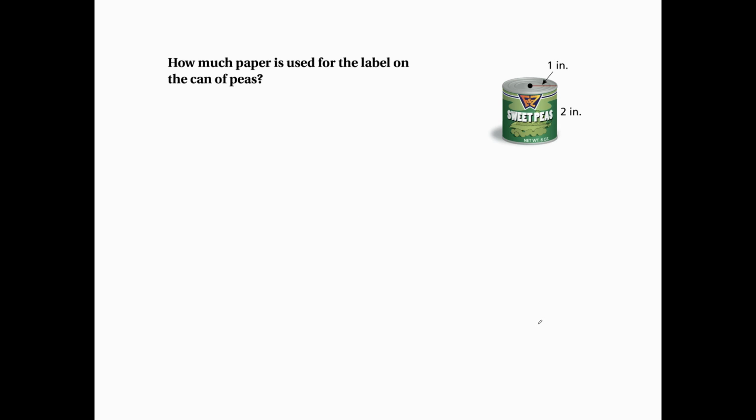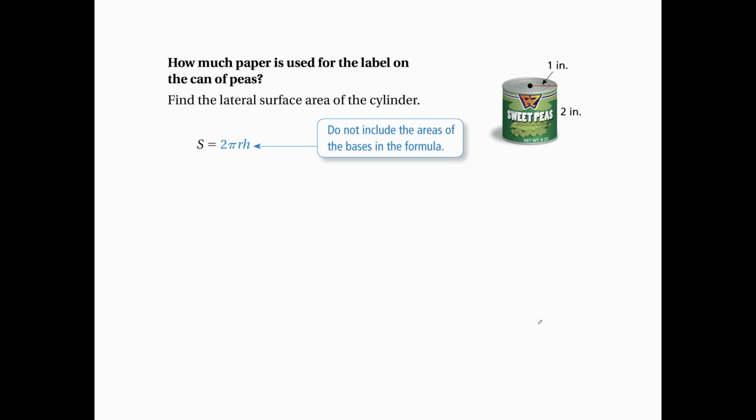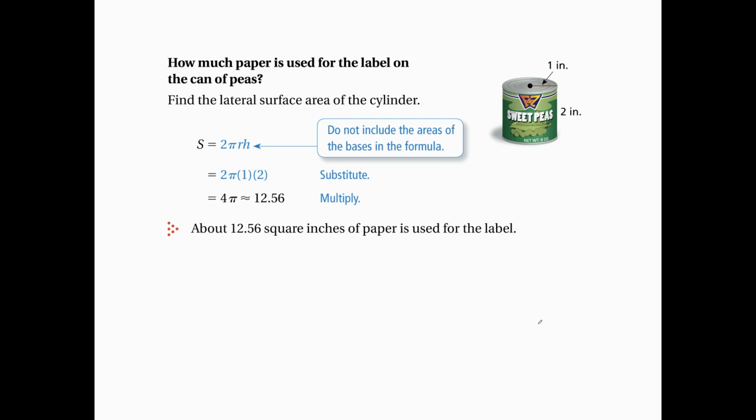How much paper is used for the label on the can of peas? Do I need to find the entire surface area? The answer is no. You just have to find the lateral surface area of the cylinder. I don't care about the circles because there's no paper covering those. So I just need that part of the formula. Plug in the numbers. I get 4 pi, which is approximately 12.56. So I need about 12.56 square inches of paper. Again, you could write surface area equals 12.56 inches squared. That's how much paper I need to use for my label.